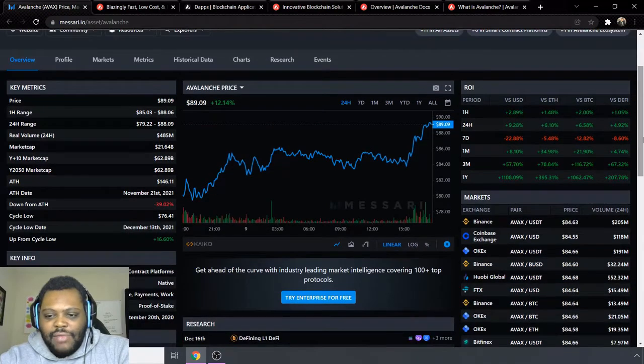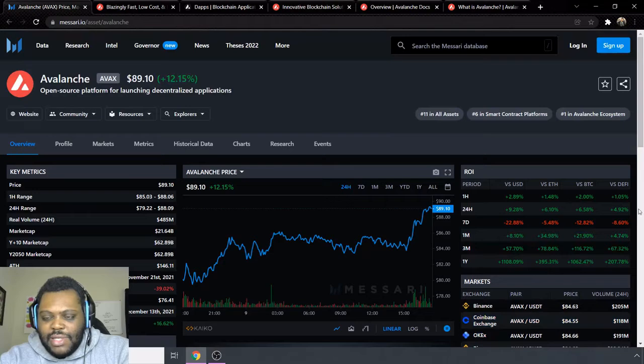So you can access Avalanche using Binance, Coinbase, OKEx, Huobi, FTX, Bitfinex. So basically, the majority of the major exchanges, you can get your hands on Avalanche. So that's one reason why I like it. It's very versatile, that you can purchase it from a lot of the major exchanges that people use.